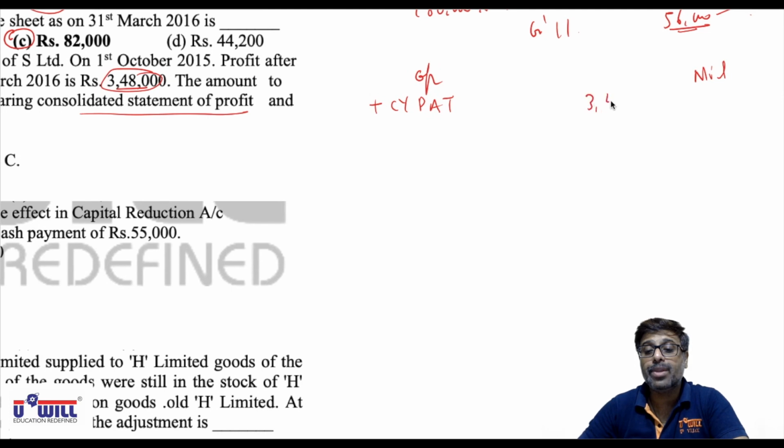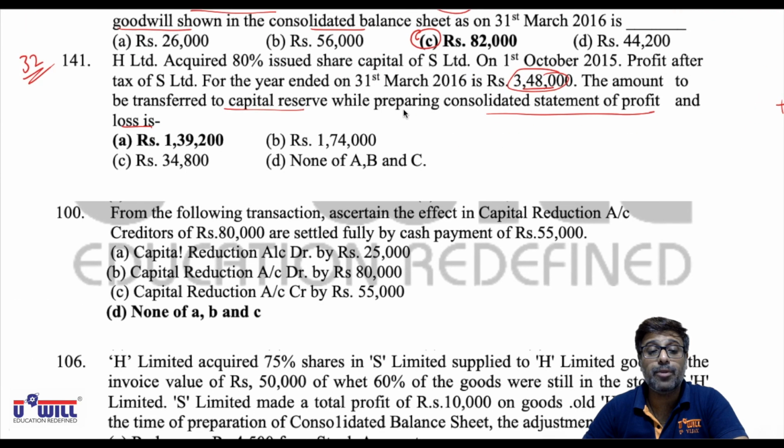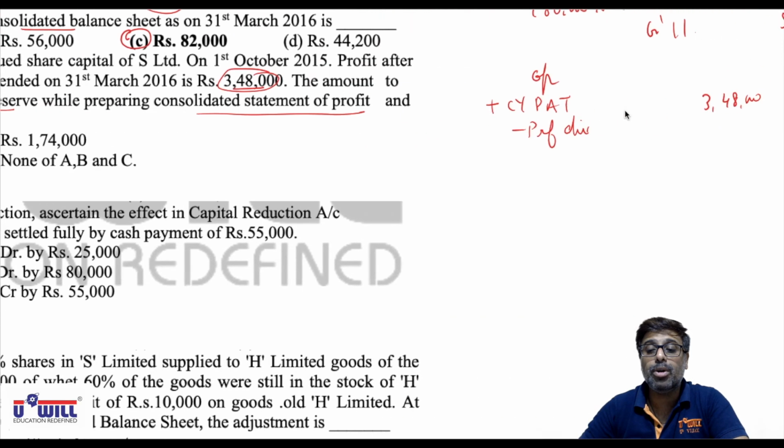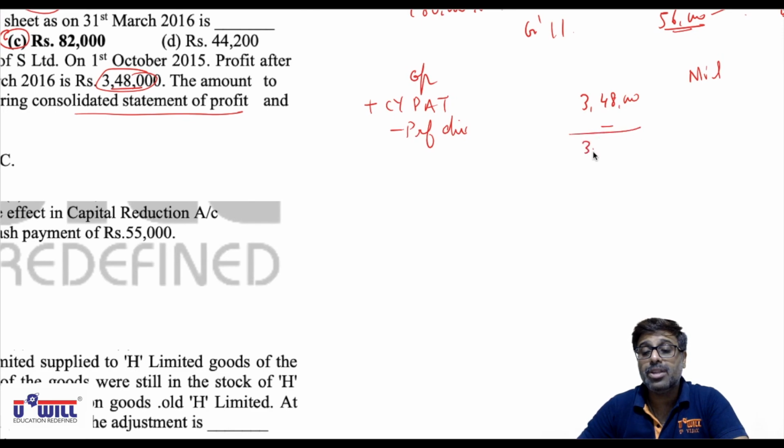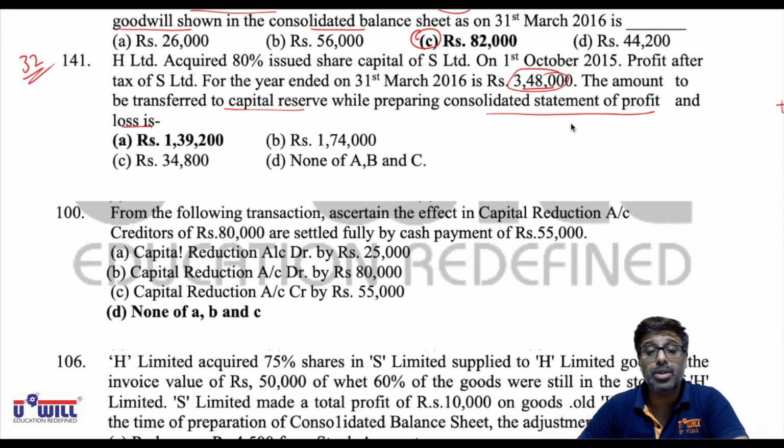What is the current year's profit after tax of subsidiary company? 3,48,000. From that, we used to subtract preference dividend. What is the amount of preference dividend? So we can find the amount available for equity shareholders. No amount of preference dividend is given. So 3,48,000 itself is the profit available for equity shareholders. Now from that we'll find the pre-acquisition period.